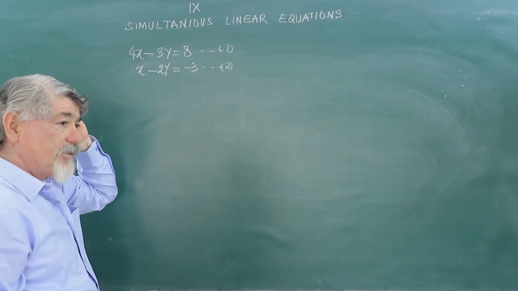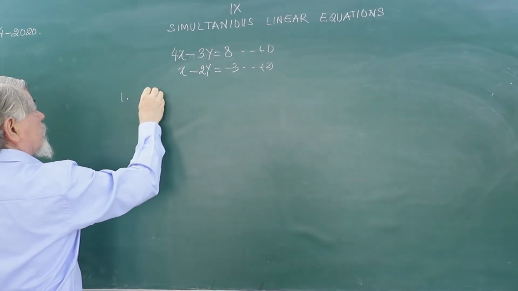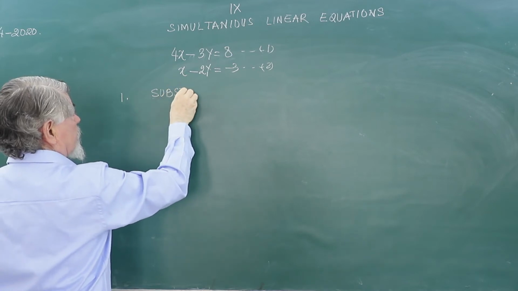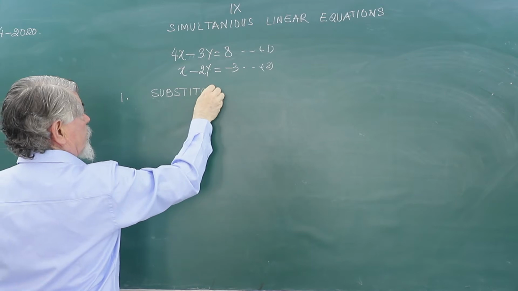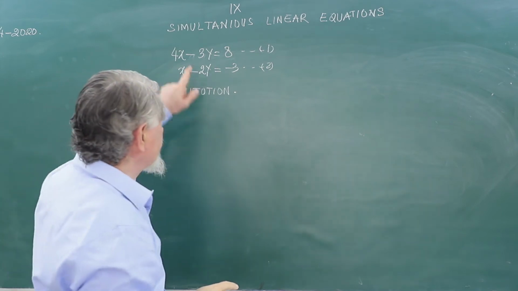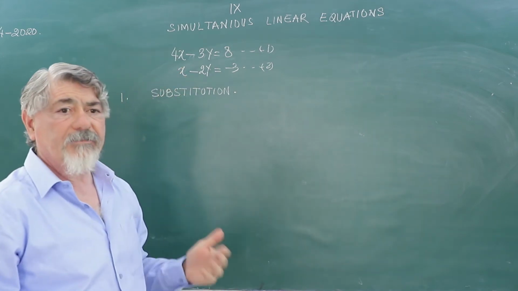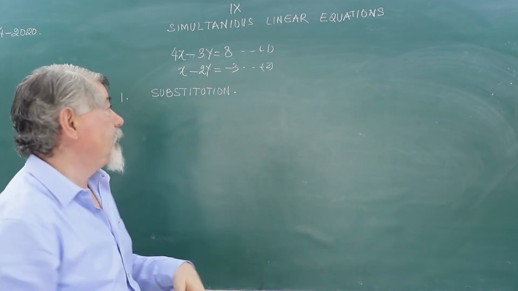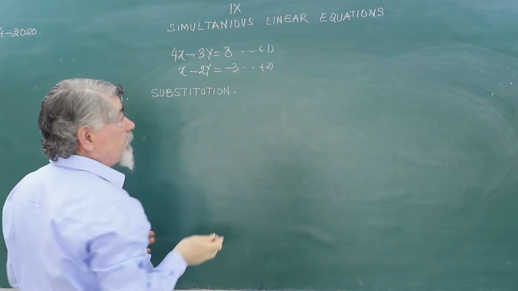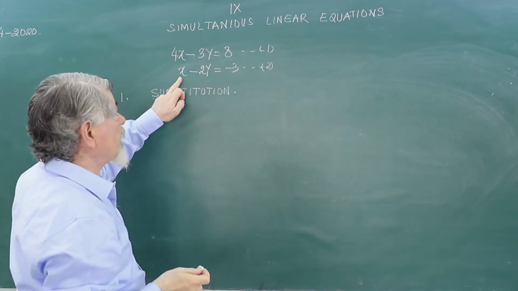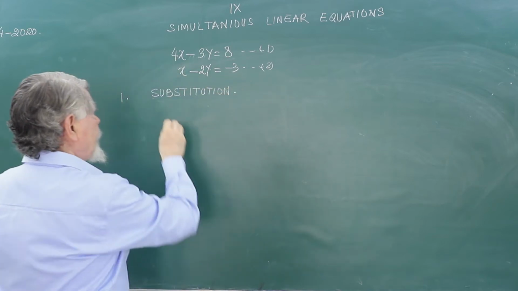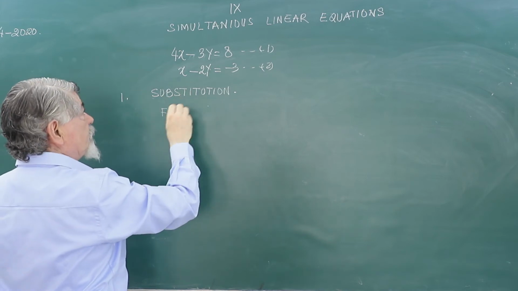Now the first method is substitution. From the first equation or from the second equation, we'll calculate the value of either x or y. Let me calculate the value of x. It depends which equation you pick up. I would rather pick up the second equation, because from here x can be calculated directly. You can pick up from equation 1 also.